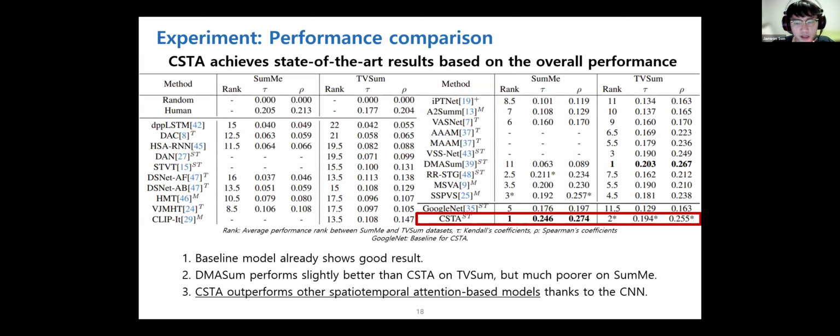Moreover, CSTA ranks the best on the SumMe dataset and second best on the TVSum dataset. While DMASum performs better than CSTA on the TVSum dataset, it shows much poorer performance on the SumMe dataset. So overall, CSTA achieves the state-of-the-art performance because it leverages the power of CNN as attention, unlike previous research.